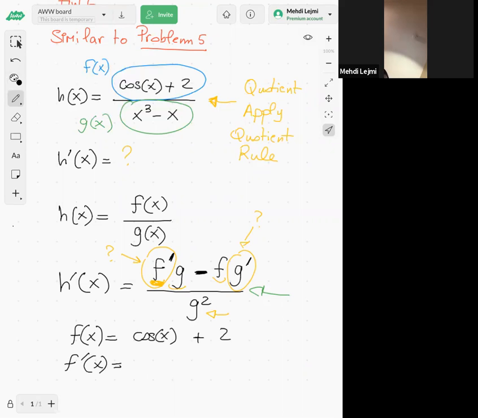Now, your f is a sum, right? It's cosine of x plus 2. Well, for the derivative, when you compute the derivative of a sum, it's not a problem. You don't really care about the sum. So all you have to do is compute the derivative of the first function plus the derivative of the second function. There is no special rule when you have a sum of functions. All you have to do is compute the derivative of the first function plus the derivative of the second function.